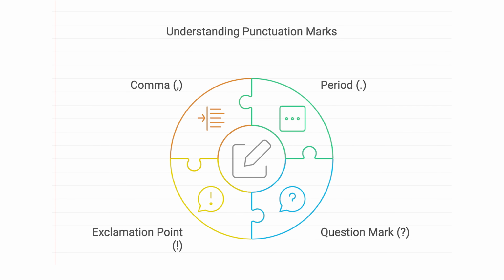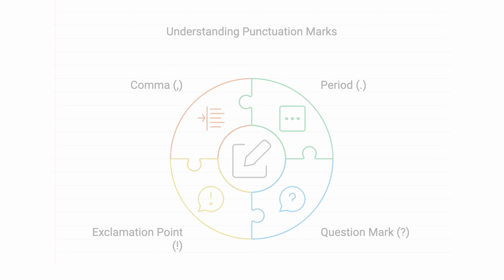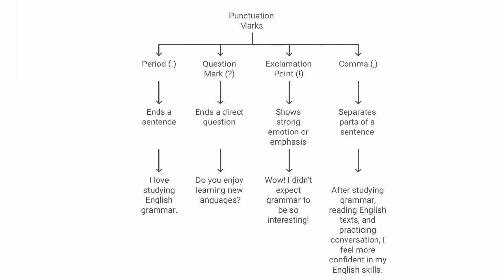5. Punctuation basics. Punctuation marks are essential in written English. They help to clarify meaning and convey tone. Here are some basic punctuation marks and their uses. 1. Period. Used to end a sentence. Example: I love studying English grammar.